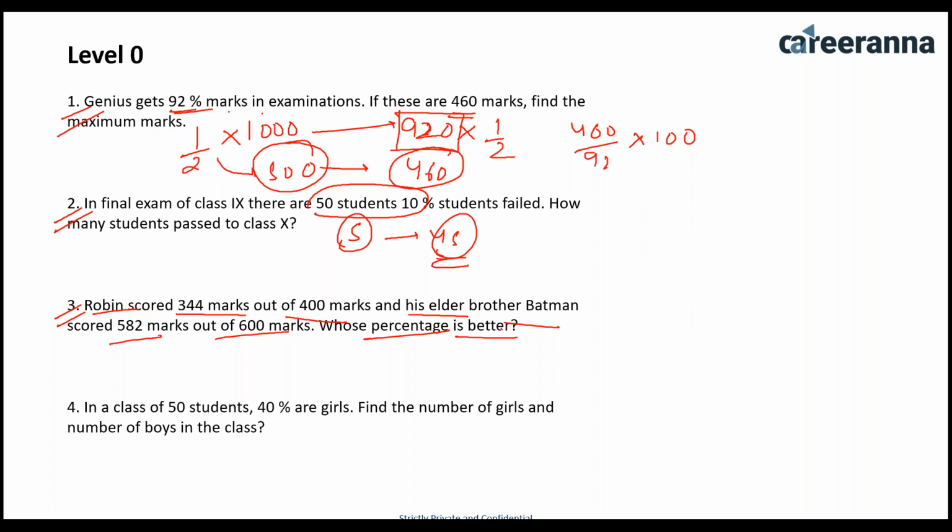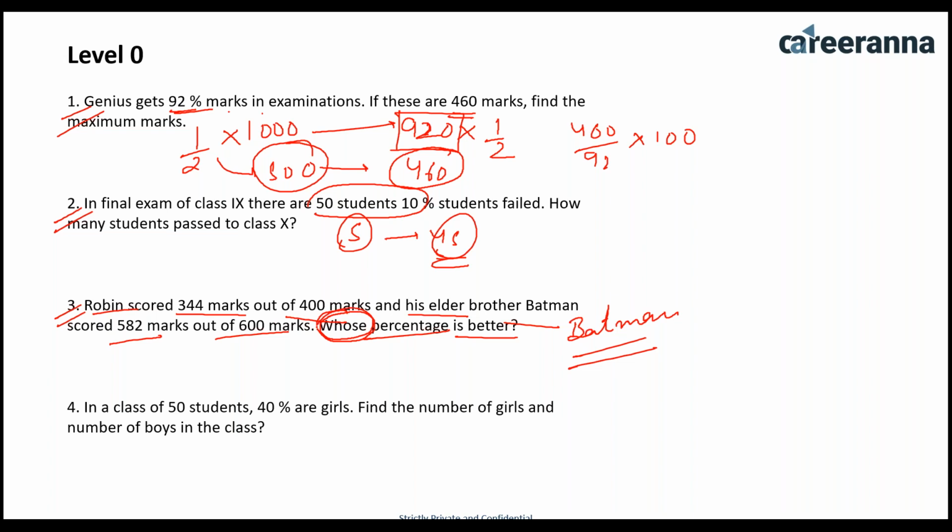Guys, you have to be very quick. Okay, so the answer for this question is Batman. Obviously, Batman is faster than Robin and he's smarter than Robin. Now, see, the question is whose percentage is better, so you don't have to tell me the percentage.